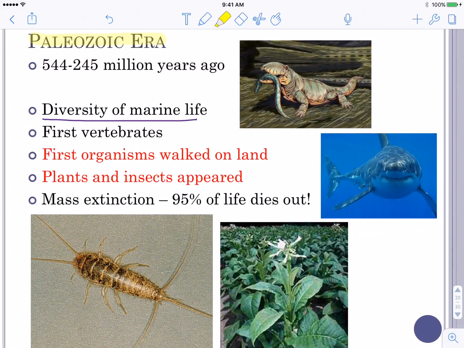Then we have this major boom in life, and we enter into the Paleozoic era. The Paleozoic era is marked by the fact that we see this diversity happening. There is so much life starting to happen. Now, still, we see a lot more diversity within the marine life.